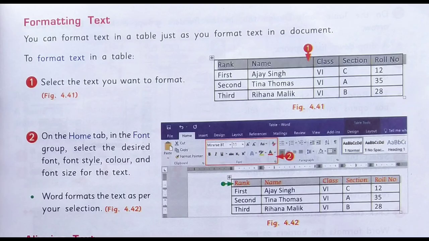Then, formatting text. You can format text in a table just as you format text in a document. To format text in a table, select the text you want to format. Then, select the Home tab in the Font group. Select the desired font, font style, color and font size of the text. Word formats the text as per your selection.